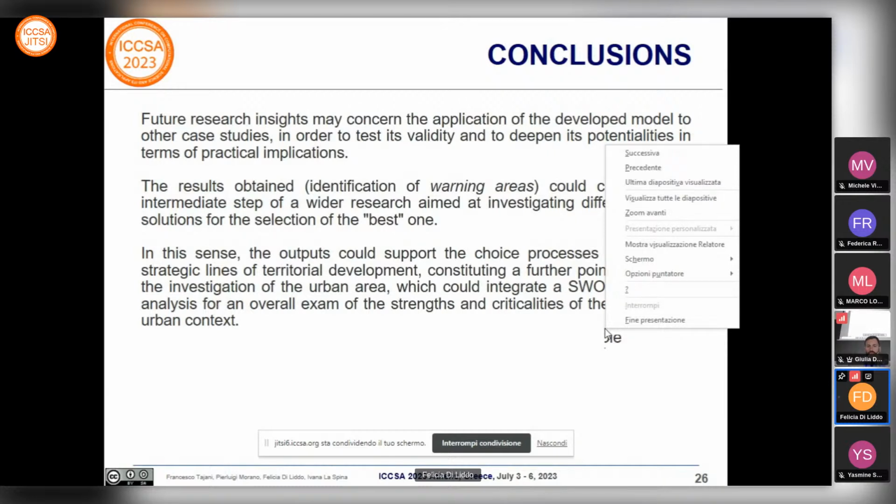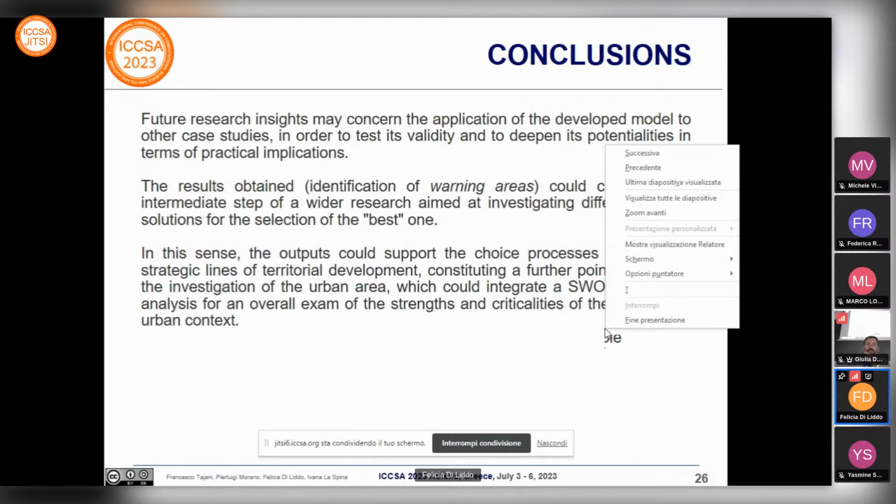Future research insights may concern the application of the developed model to other case studies in order to test its validity and to deepen its potentiality in terms of practical implication. The result obtained, so the identification of warning areas, could represent an intermediate step of a wider research aimed at investigating different project solutions for the selection of the best one.